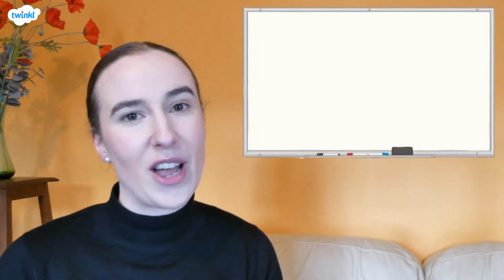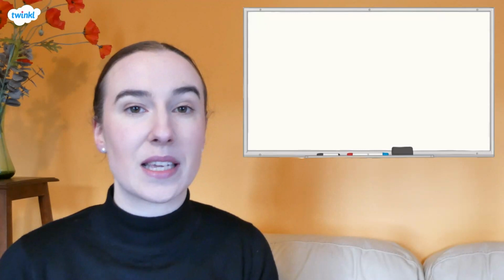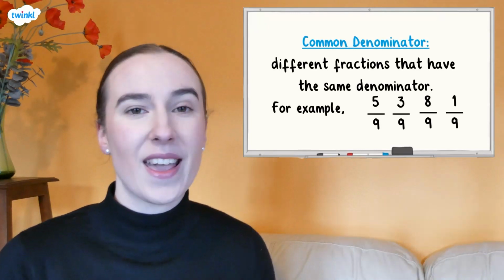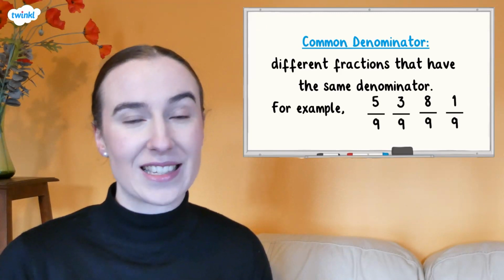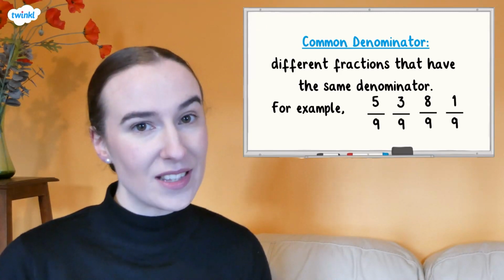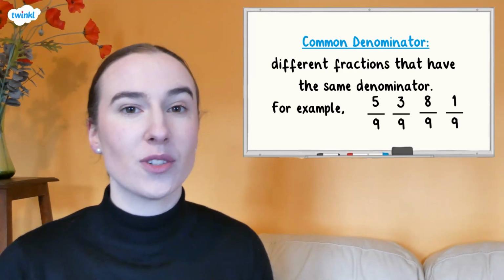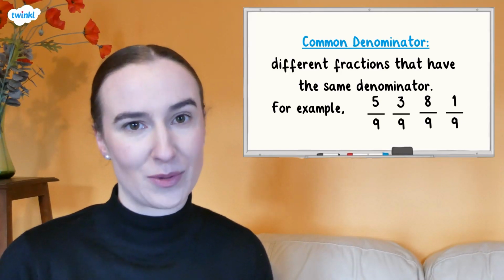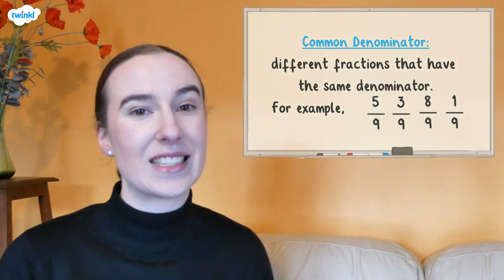When we add or subtract fractions, we need them to have the same denominator. This is called a common denominator. If fractions that we are adding or subtracting do not have the same denominator, we cannot complete the calculation until a common denominator has been found. Let's have a look at an example.